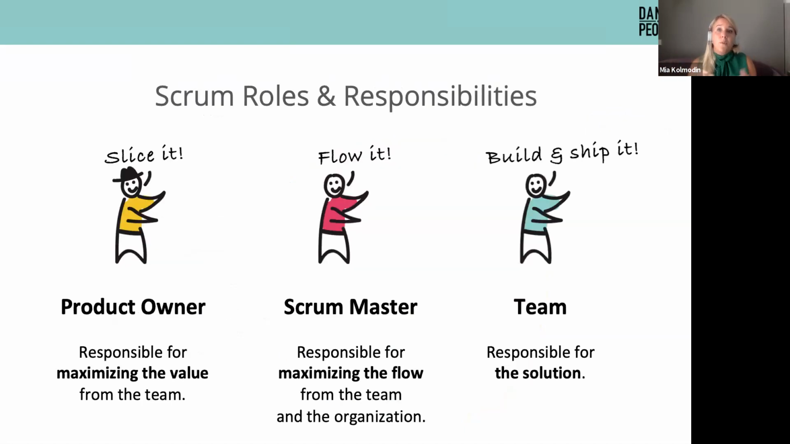And in Scrum, we only have 3 roles that work in the team. We have the product owner, who is responsible for maximizing the value from the team and also from the organization. We have the Scrum Master, responsible for maximizing the flow from the team and the organization. And then we have the team members who work in the team, who are responsible for the solution and also how they work, just like in the experiment that we did together previously.